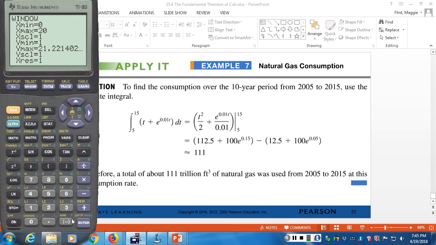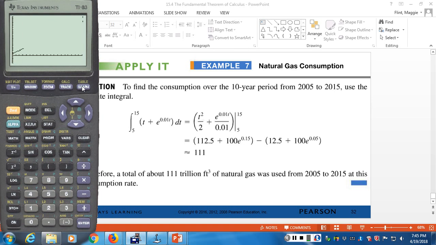So I'm going to change the x-min to about -5 and the max up to about 25. So there's our function. And we want to find the integral starting at year 5, which is 2005, and going to year 15, which is 2015. And it's 111.05631.